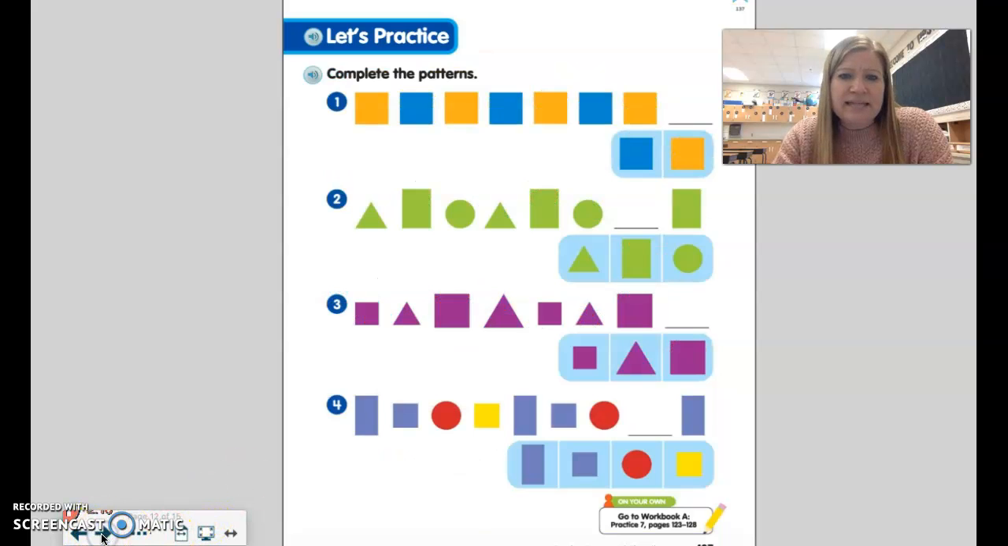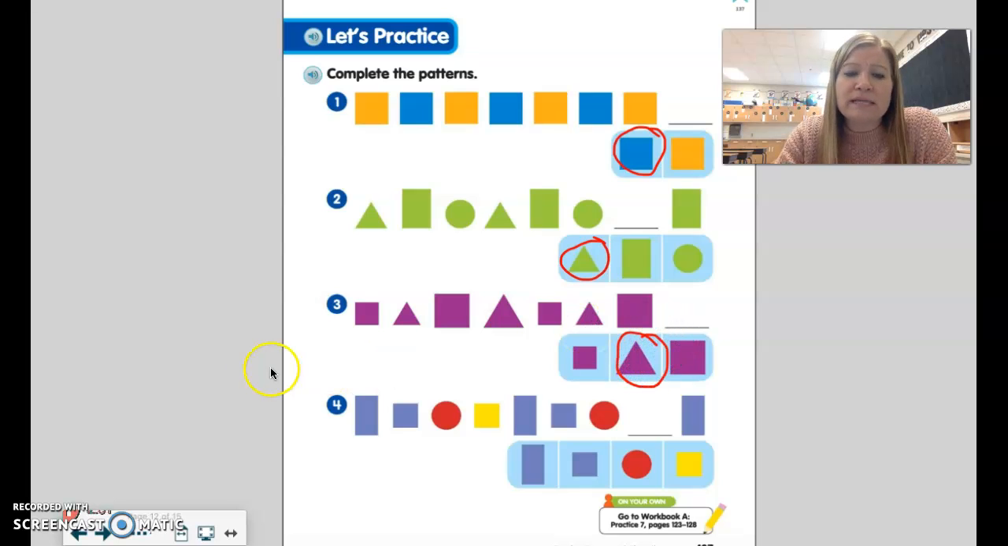All right, this next page here, we have some more practicing. So this time we have yellow, blue, yellow, blue, yellow, blue, yellow, blue. Here we have triangle, rectangle, circle, triangle, rectangle, circle, blank, rectangle. So our triangle is missing.